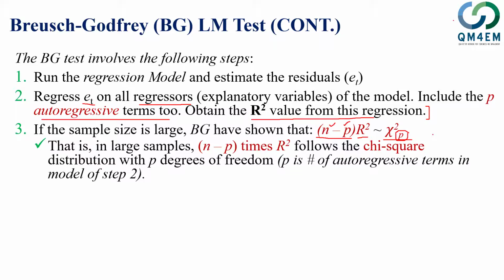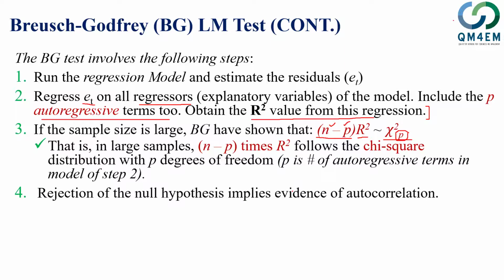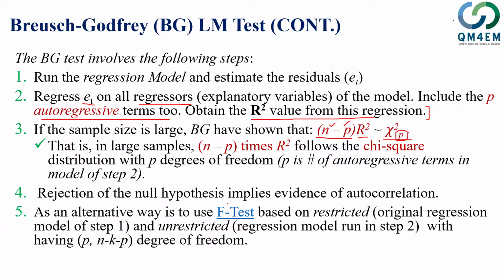So in simple words, when we have a large sample, we know it is proven statistically that (n minus rho) times R square follows the chi-square distribution, and this chi-square distribution can be used to check the null hypothesis of no autocorrelation. If we reject that null hypothesis, it implies that there is a problem of autocorrelation. If we do not reject H0, then we say that there is no problem of autocorrelation.